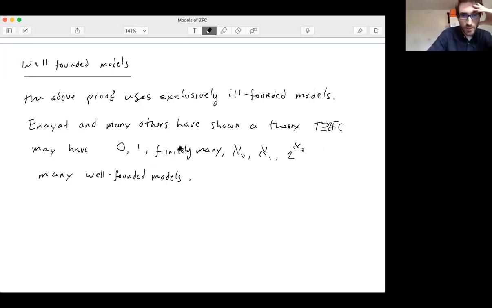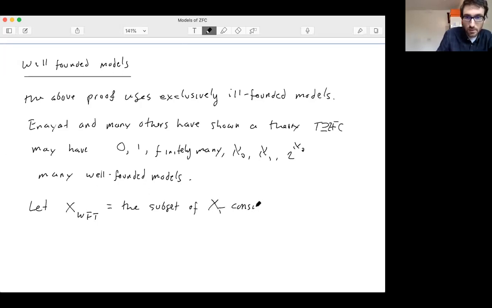Okay, so in situations where there's just a few, then classification isn't very interesting. But in situations where there's uncountably many, then we can start to ask, well, are there smoothly many or non-smoothly many? Is there Borel complete many, etc.? So now the object we want to study is X, I'll just call it X_WFT, equal to the subset of X_T consisting of well-founded models.